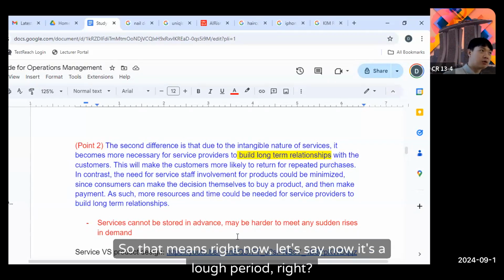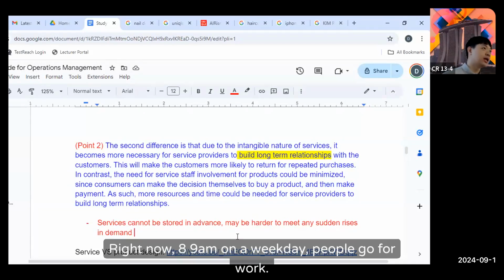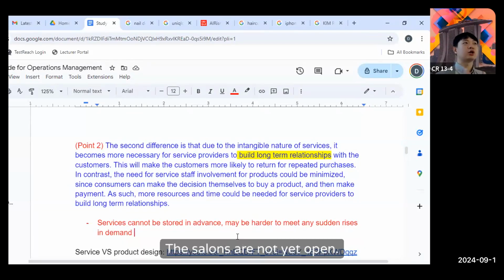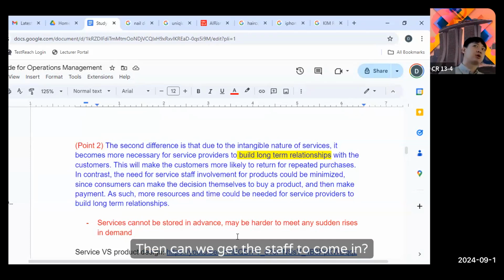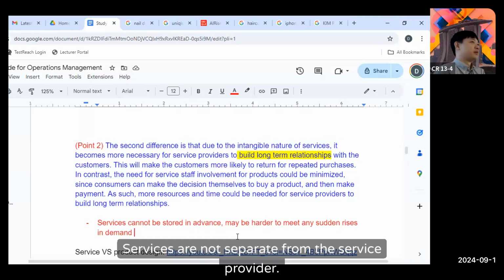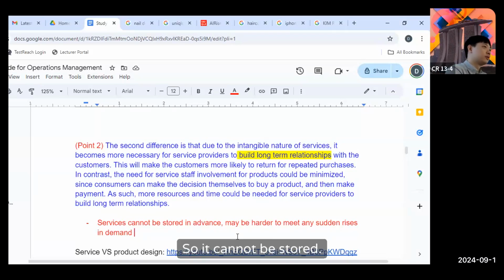So that means right now, let's say it's a lull period, right? 9 a.m. on a weekday, people go to work, and the salons are not yet open. Then can we get the staff to come in and start creating haircuts? Services are not separable from the service provider, so they cannot be stored. That's the issue here.